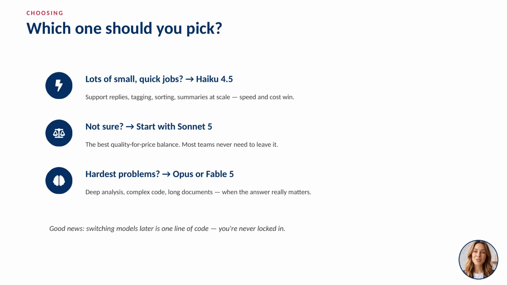So let's make the choice dead simple. Lots of small, quick jobs? Haiku. Not sure where to start? Sonnet 5. That's the safe default, and for most teams, the final answer too. Genuinely hard problems where quality is everything? Opus, or Fable 5 for the truly ambitious stuff. And here's the best part. Switching models later is literally one line of code. Try one, measure, switch. You are never locked in.